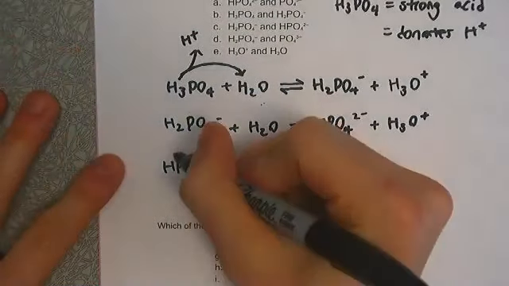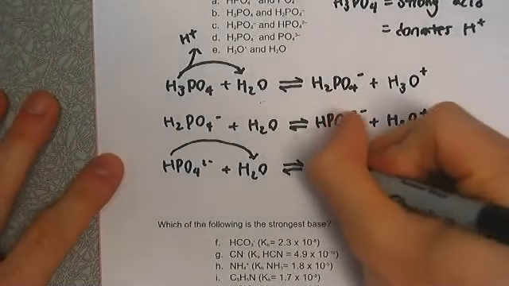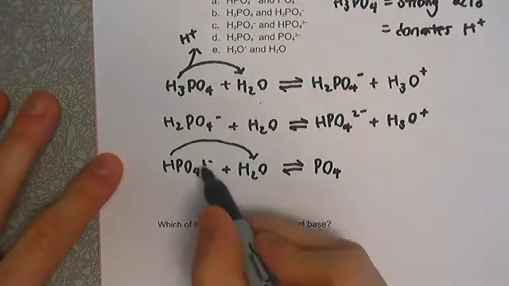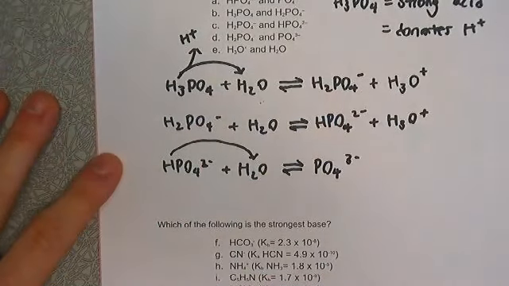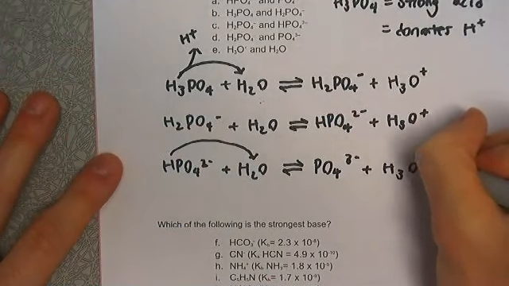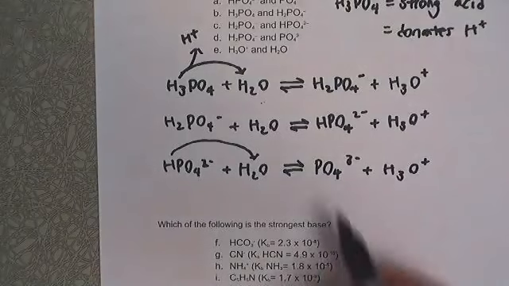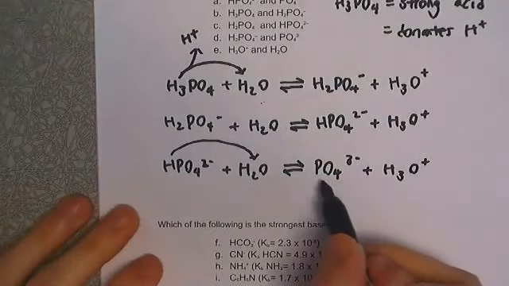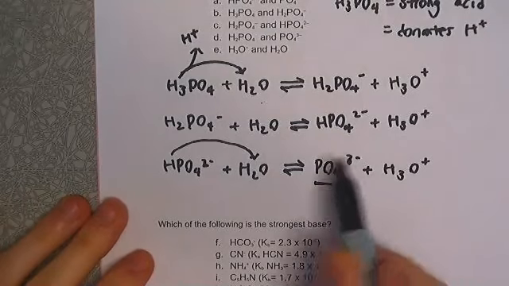What's going to happen here? Same exact thing as the top two. This is going to become PO4 what? 2 minus, lost a proton, so now it becomes 3 minus. And you form yet again hydronium ion. Now we're done, right? This can no longer donate a proton. If you know this is phosphate, the base for phosphoric acid, so we're done.